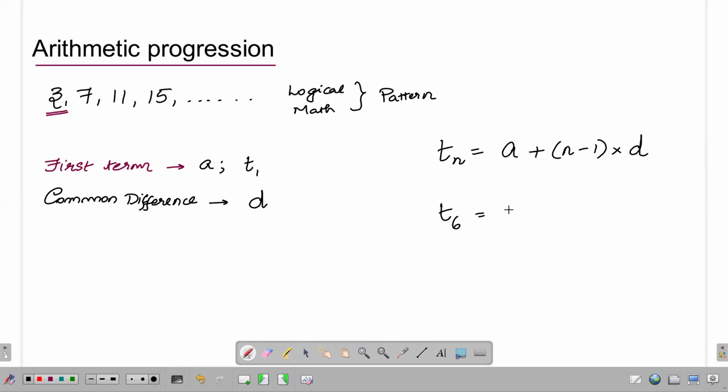So what will you do? You will substitute the values here. Here the first term, you know, it is 3. The common difference here is equal to 4. You are asked to find T6, that is the 6th term.